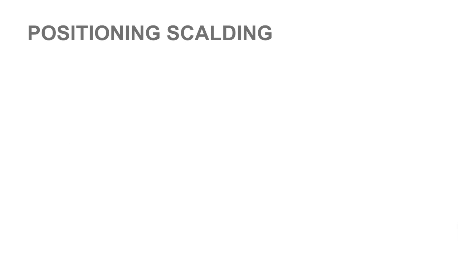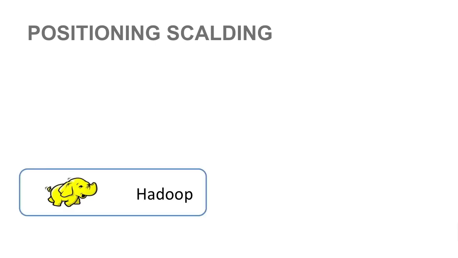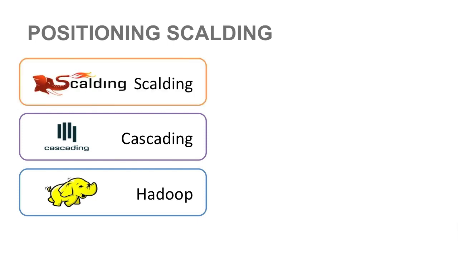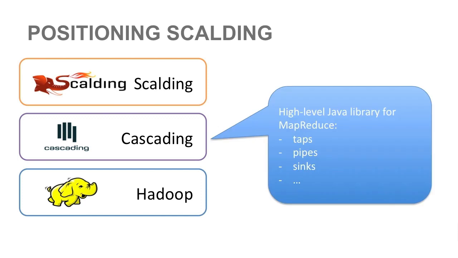Now let's see, how would we position Scalding? Well, first of all, we have Hadoop as the background. Then we have Cascading. Cascading is a Java library, and on top of that, we have Scalding. So Scalding will be compiled into Cascading, and the Cascading will eventually run on Hadoop.